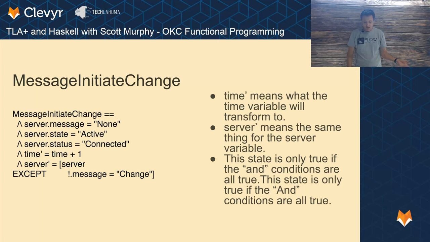So if all of those conditions are met, then we are going to iterate our server. That's what server prime and time prime mean. We're going to take the old value of time, add one to it, and save it as time prime. Prime has a special syntactic meaning in TLA plus: it means the next thing coming. So after we get done running this, all the primes are going to be the next state of the system and get you ready for your next loop.